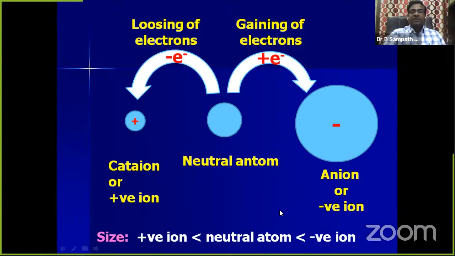So many times some questions are asked in the entrance examinations. You try to understand this one. So always the cation size is less compared to its neutral atom, and the neutral atom size is always less compared to its negative ion size.